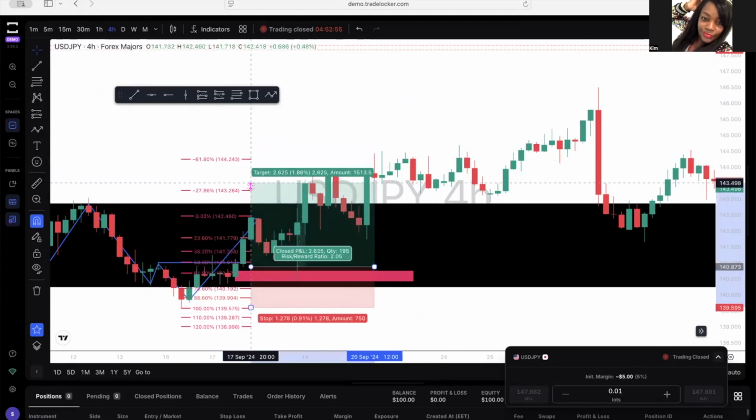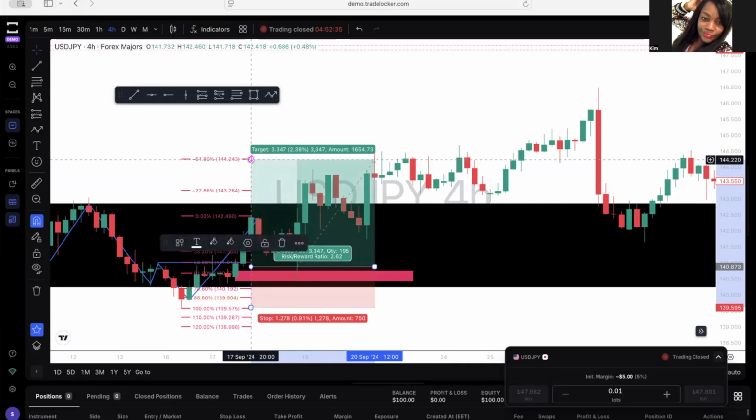Either one. So the negative 27 would have been 238 pips. And this is UJ. I don't know why I'm trading on UJ. And then the 618 is the 334 pips.